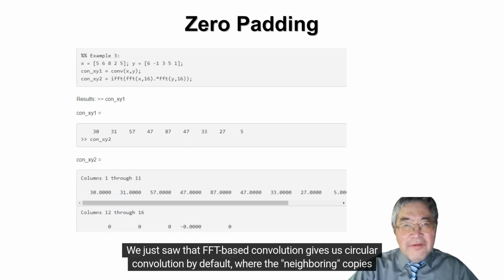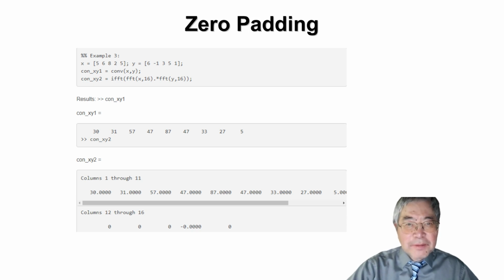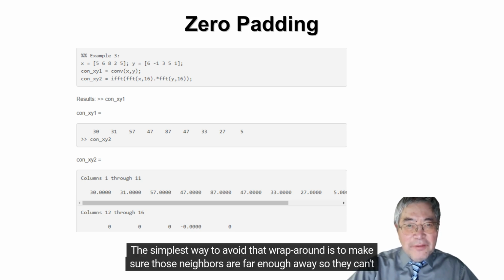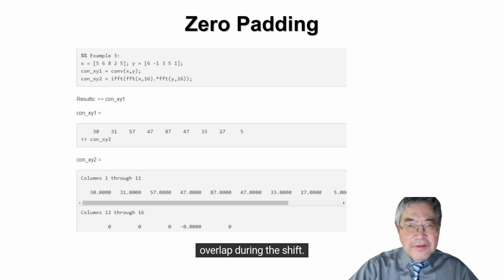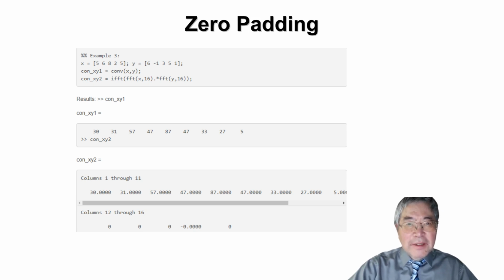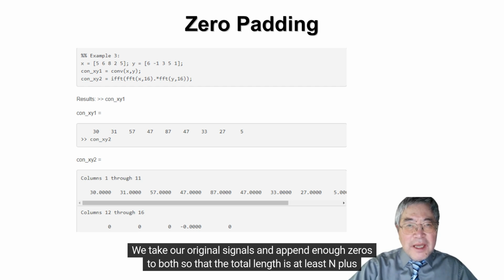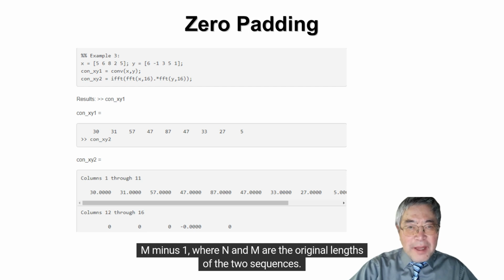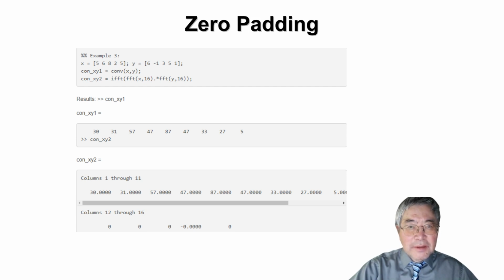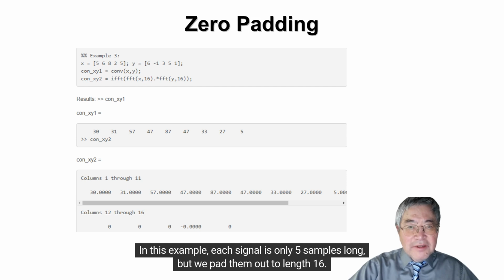We just saw that FFT-based convolution gives us circular convolution by default, where the neighboring copies wrap around and interfere. The simplest way to avoid that wraparound is to make sure those neighbors are far enough away so they can't overlap during the shift. That's what zero padding does. We take our original signals and append enough zeros to both so that the total length is at least n plus m minus 1, where n and m are the original lengths of the two sequences. In this example, each signal is only 5 samples long, but we pad them out to length 16.